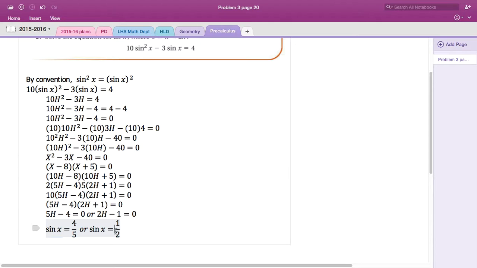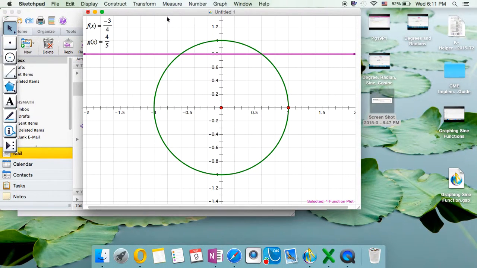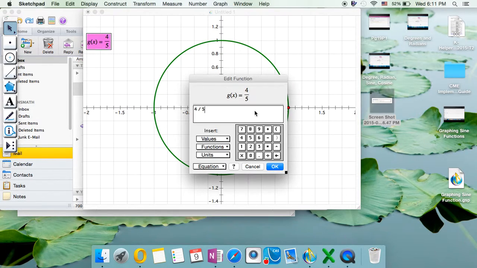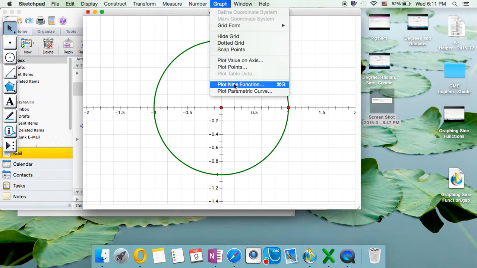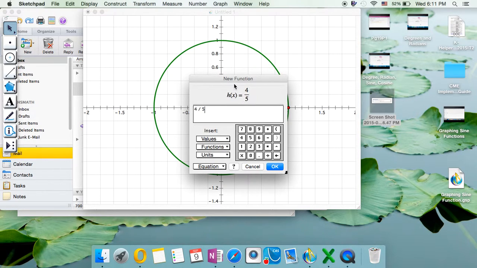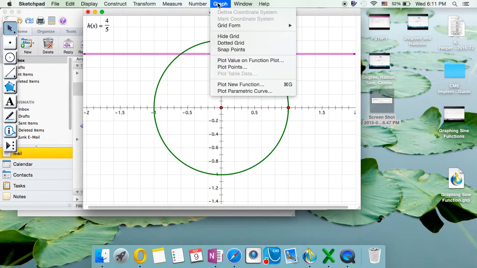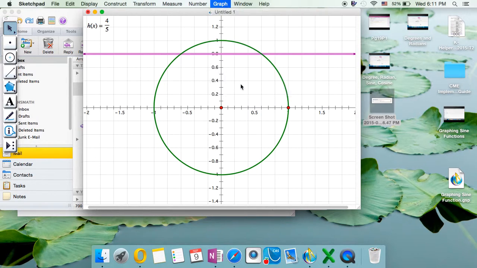And then we have sine of x equals, oh wait a minute, I did something wrong. This has to be plus, right? This should be negative, huh? And then I'm going to graph, just erase that one. Let me graph 4/5, and we have negative halves, which is there.